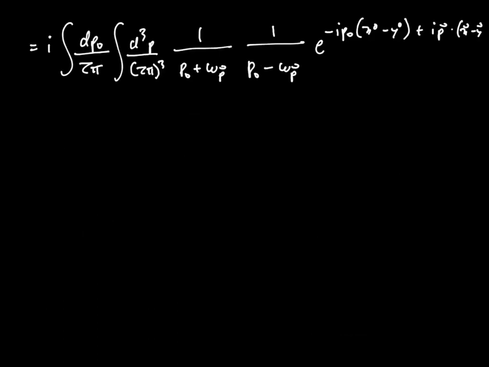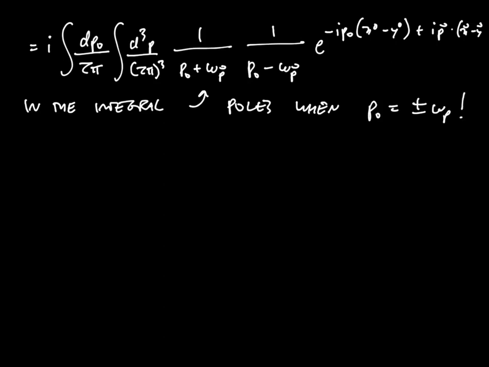Okay, so now look at what's happening here. In the integral, there are poles when p naught equals plus or minus omega p. This is confusing because I'm trying to integrate over all p naught. So in other words, I get divergences when p naught hits omega p.